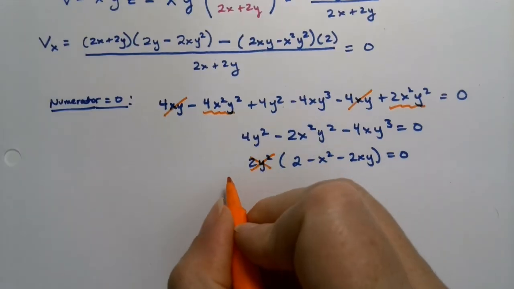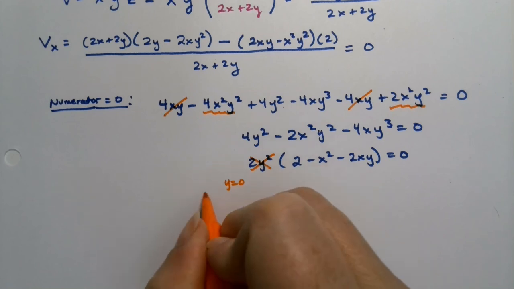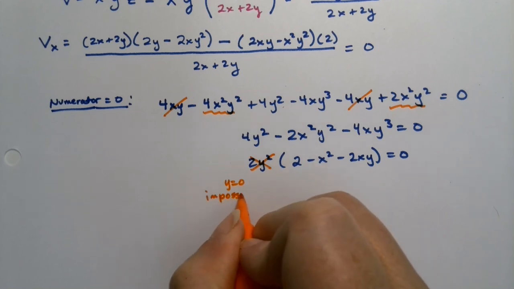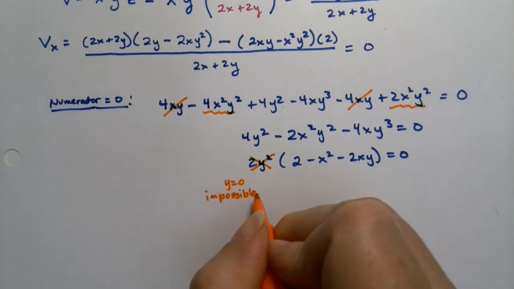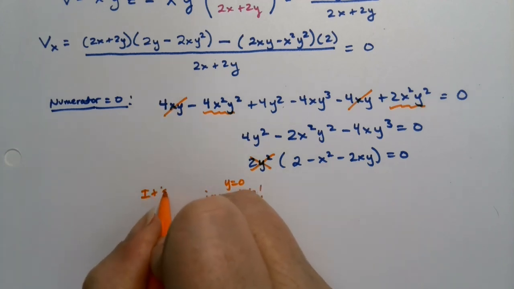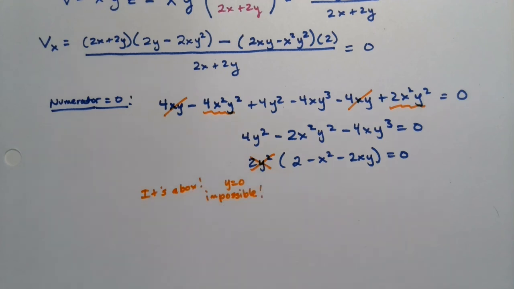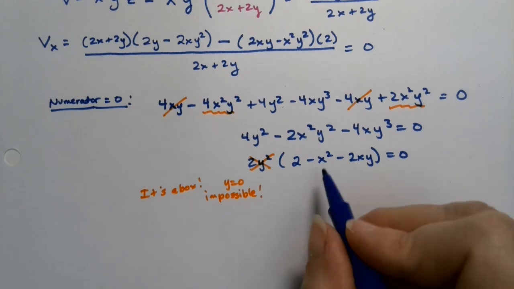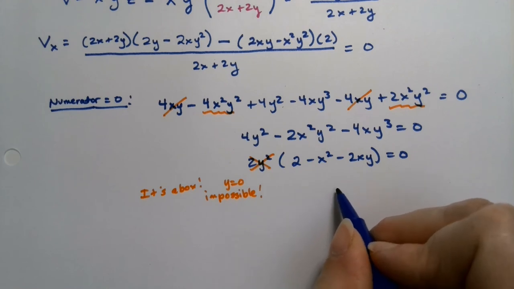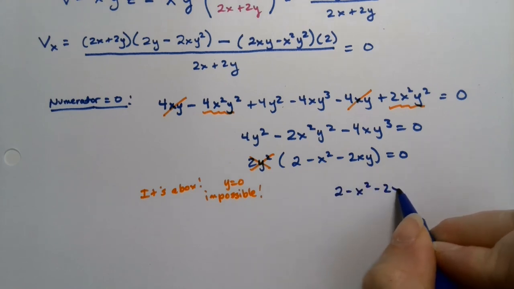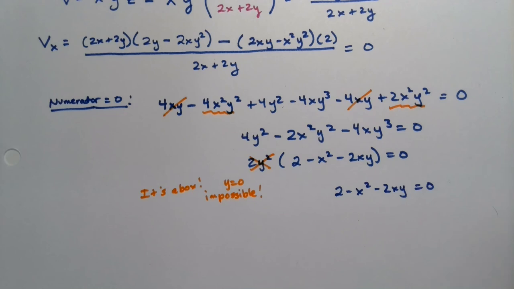So this is actually impossible, just by logic, right? For a couple reasons. So it's a box. Not going to happen. All right, so that's out, and that leaves me this piece. So v sub x would be equal to, let me just say, so I need 2 minus x squared minus 2xy to be equal to 0.